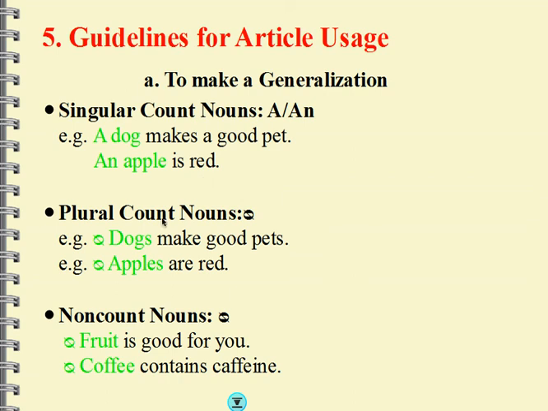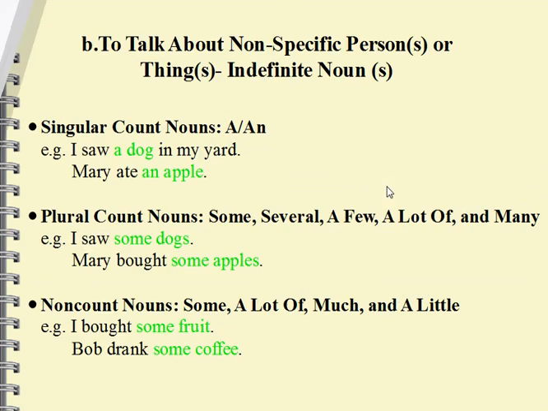When I have plural count nouns, no articles are used. Example, dogs make good pets. Apples are red. When I have non-count nouns, no articles are used. Fruit is good for you. Coffee contains caffeine.